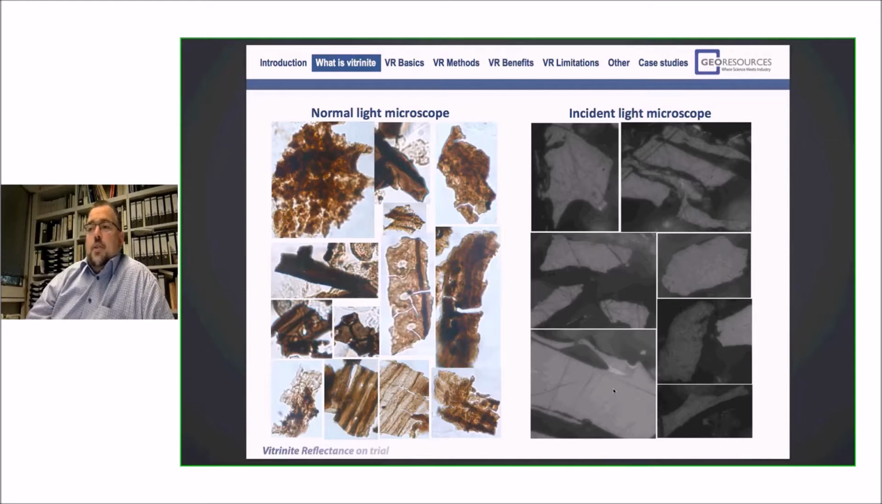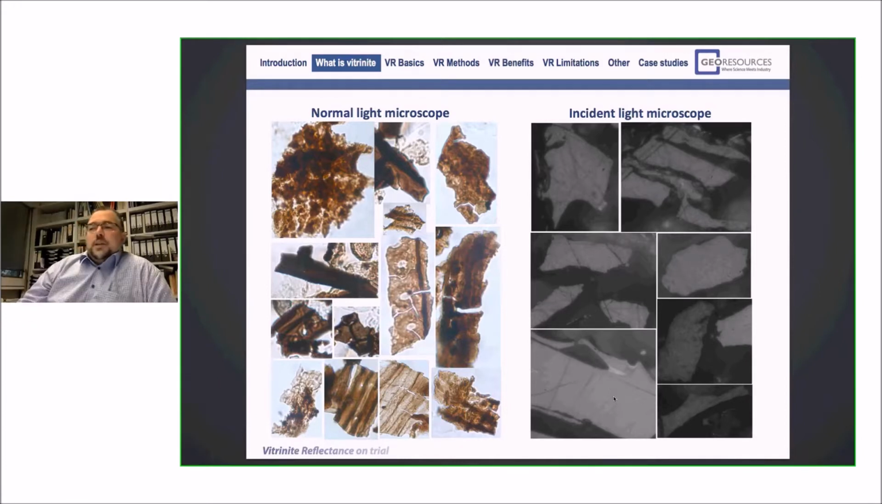So we concentrate the organic matter, at least in our lab. We don't work with polished rock samples or coal samples. We isolate the organic matter from the rock, concentrate them in a resin block, and then the surface gets polished. And on this polished surface, the vitrinite reflectance is measured. So this is vitrinite.